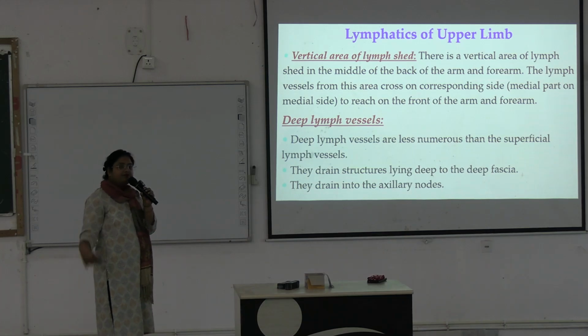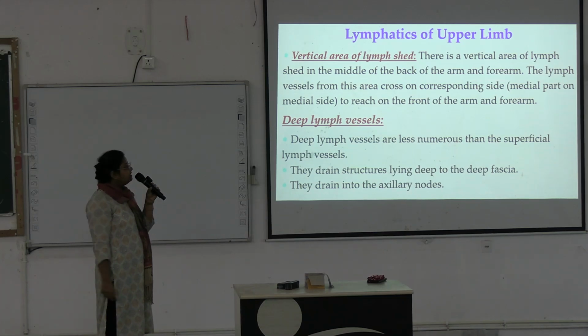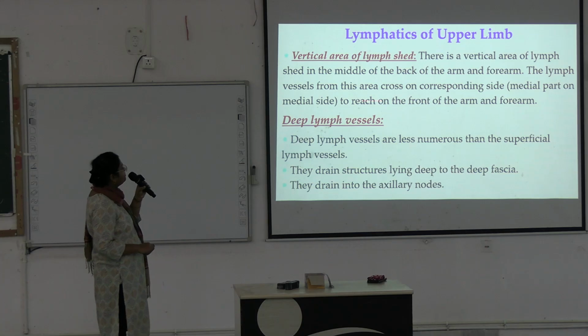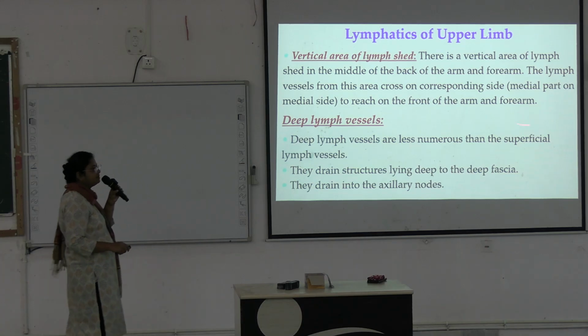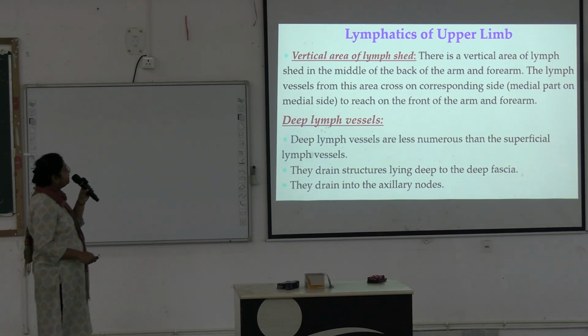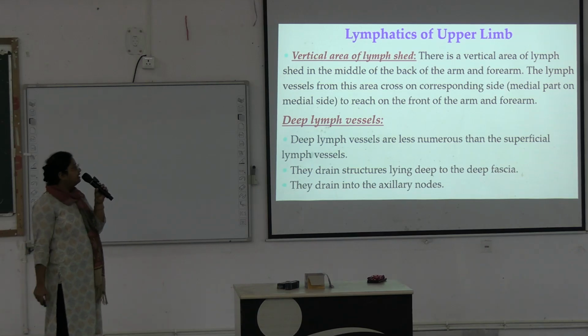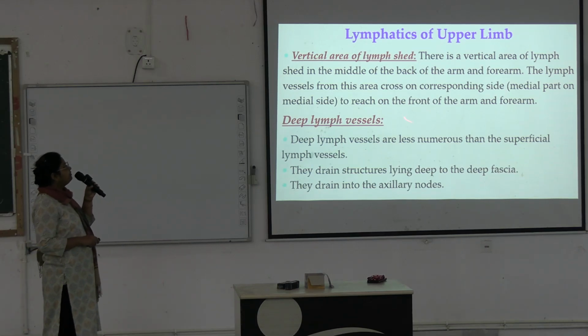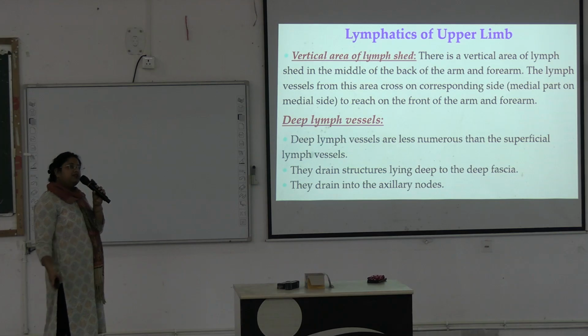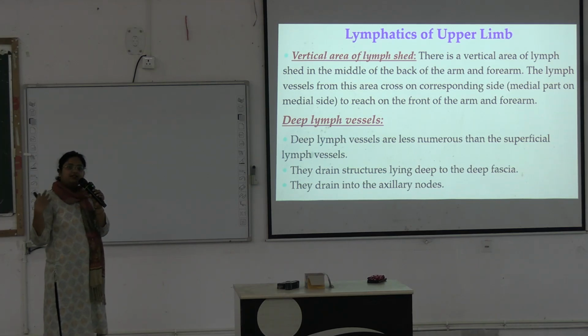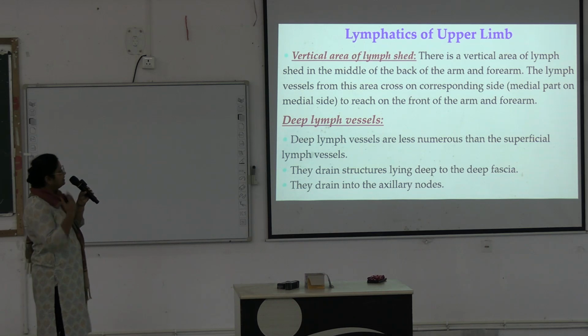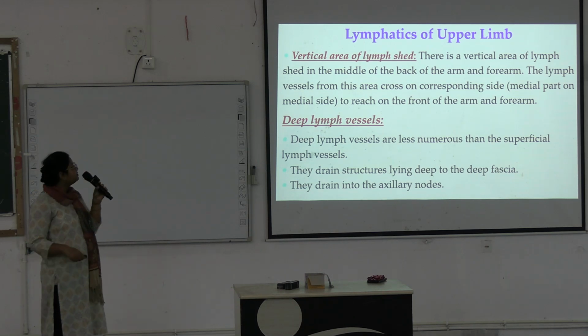At the back of the arm and forearm there is a watershed line, and the lymph vessels from these areas cross on the corresponding side, the medial part on the medial side and the lateral part on the lateral side, to reach the front of the arm and the forearm. Then they drain into different lymph nodes, ultimately into the supraclavicular nodes.